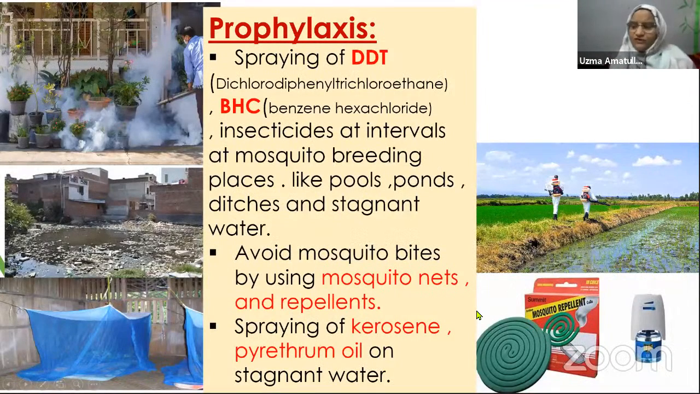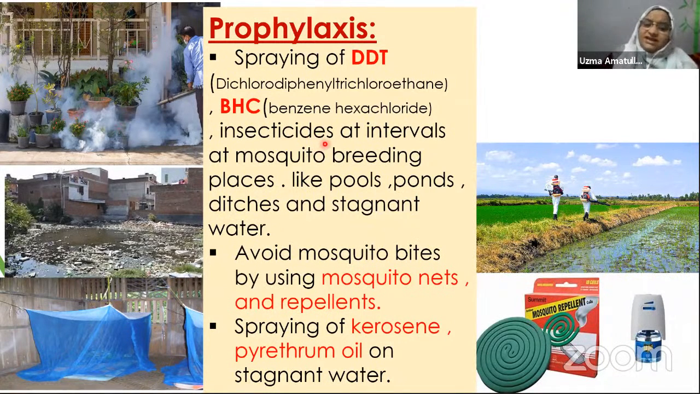Now prophylaxis. Prophylaxis means the preventive measures to be followed. Now, this parasite is spread because of the mosquito. So here you see spraying of DDT. The full form of DDT is dichloro diphenyl trichloroethane. And BHC, that is benzene hexachloride. So these two are insecticides. You know, the word side means killing. Insecticide means killing insects. Larvicide means killing larvae.